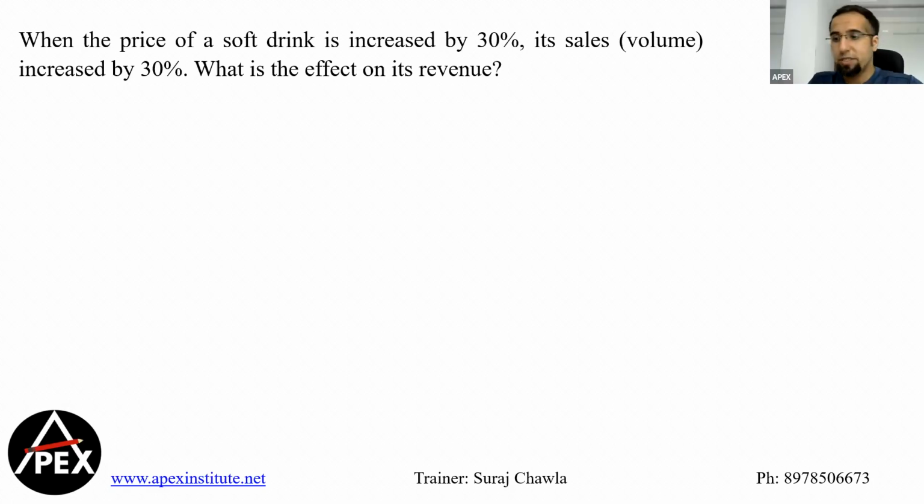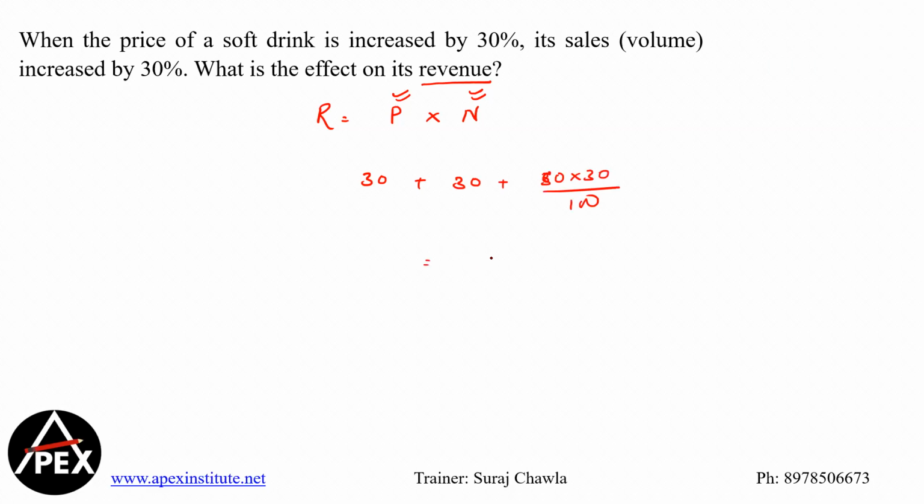Yep, let's look at this, guys. This question says that the price of a soft drink is increased by 30%, and the sales volume is also increased by 30%. Find the percentage change in revenue. I repeat, revenue is equal to price into number of items, which means directly successive percentage change. This is given and this is also given. So A plus B plus AB, that's going to be 30 into 30 divided by 100, which means there is a 69% increase in the revenue.